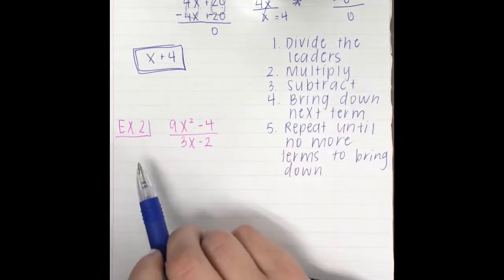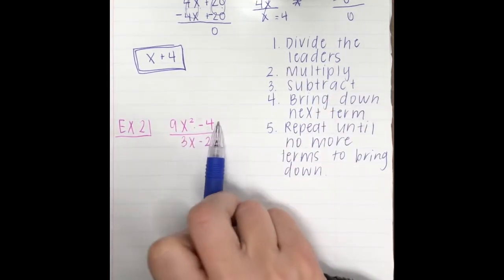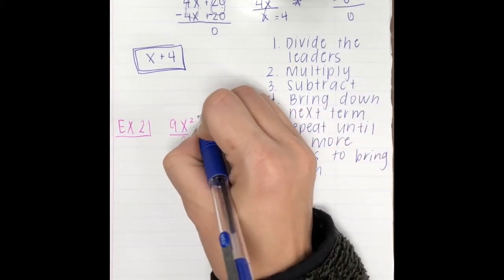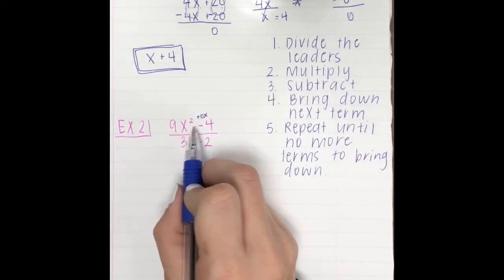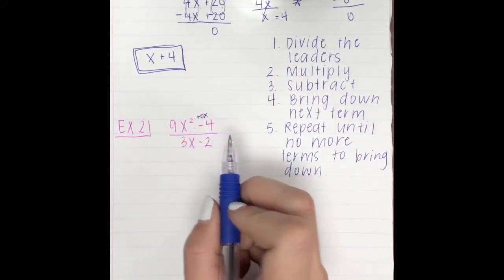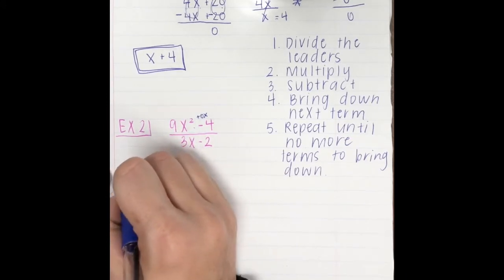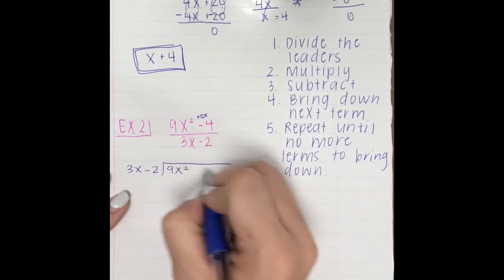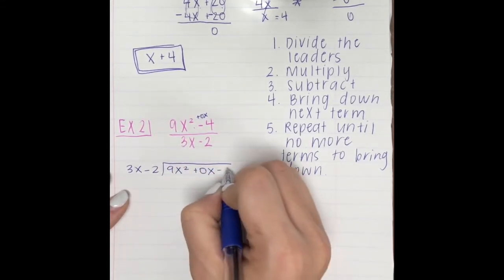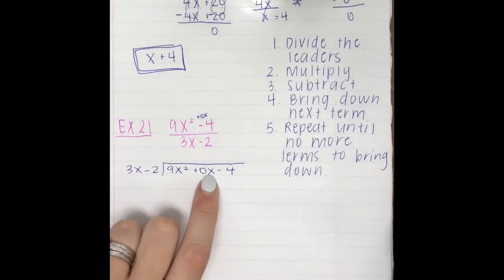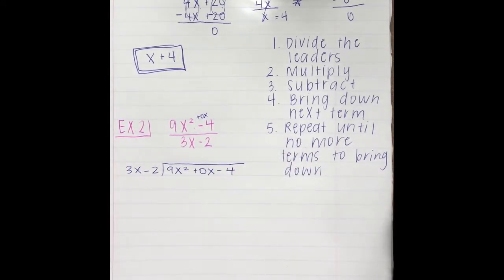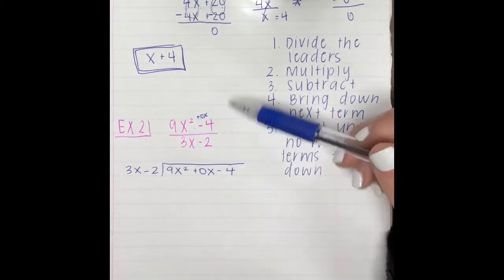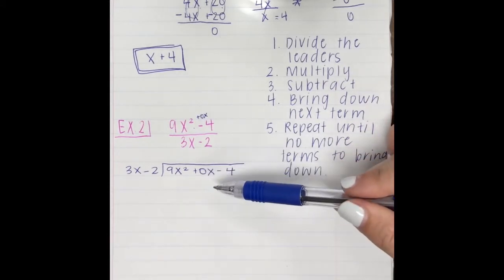When I say I'm missing a term, it means I go from x squared to no x's. I'm missing just an x, right? So really we have 0 x's. We have 9x squared, 0 x's, and then a negative 4. So I'm gonna say 3x minus 2 divided into a 9x squared plus a 0x minus 4. The 0x is kind of just a placeholder, okay? It's keeping the place of your x column. We didn't change anything. We're still saying we have 0 x's, right?